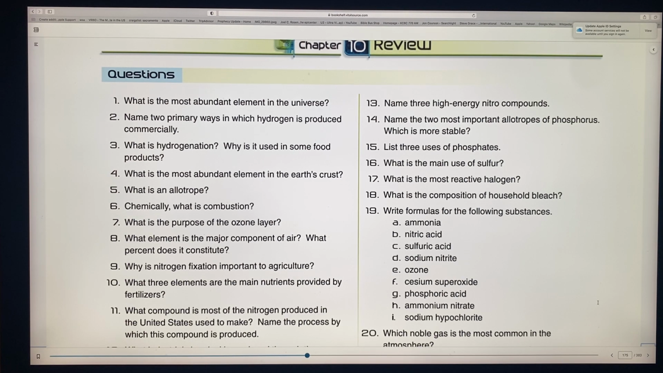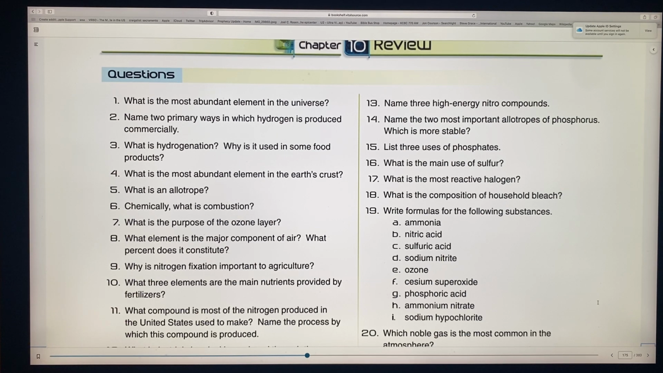Number 7, what is the purpose of the ozone layer? Well, God put together the ozone layer for what purpose? I would say for protection from UV light, because very damaging ultraviolet light is blocked by this layer of ozone.